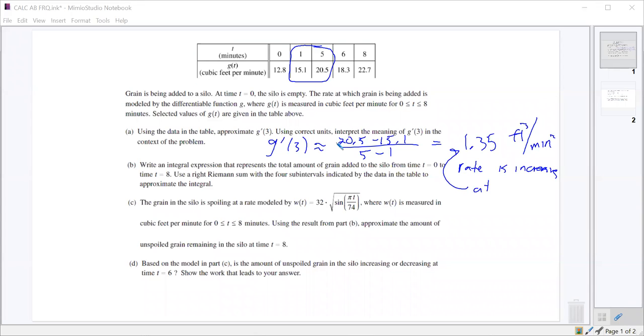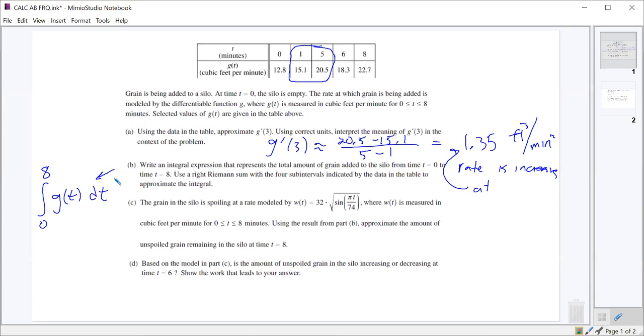All right, part B, write an integral expression that represents the total amount of grain added to the silo from t equals 0 to t equals 8. So what should that integral look like? If we want the total amount added from 0 to 8, that should just be an integral from 0 to 8 of g of t. I mean, that's all you do to find the amount of something.